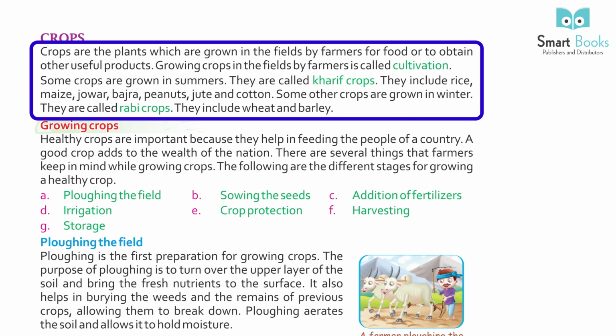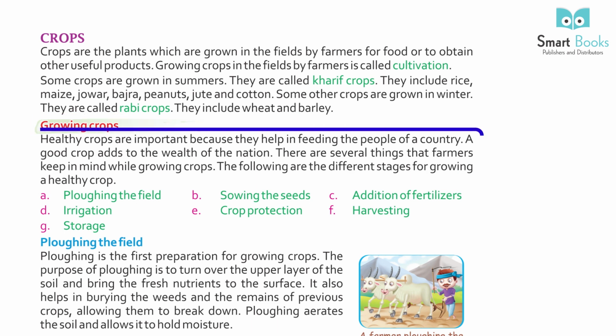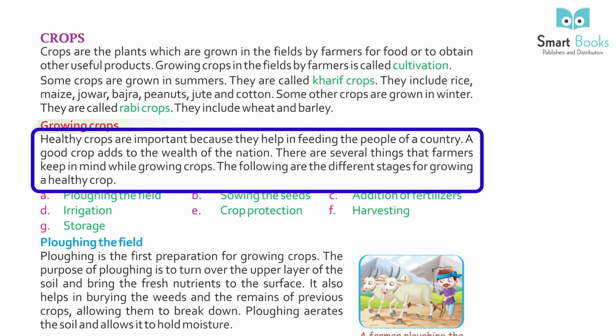Some other crops are grown in winter. They are called rabi crops. They include wheat and barley. Growing crops. Healthy crops are important because they help in feeding the people of a country. A good crop adds to the wealth of the nation. There are several things that farmers keep in mind while growing crops. The following are the different stages for growing a healthy crop.